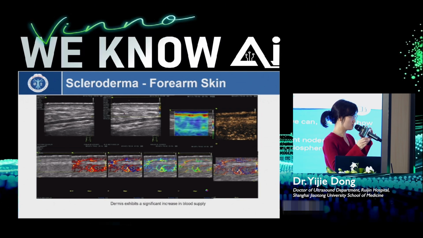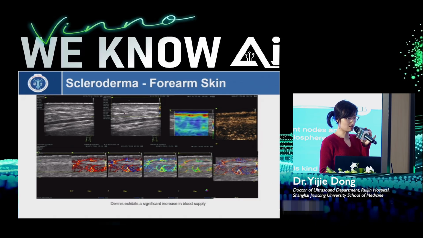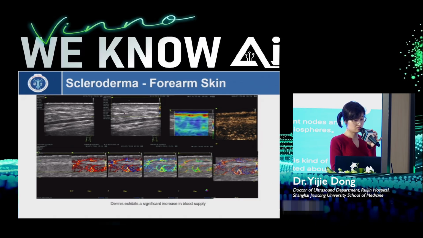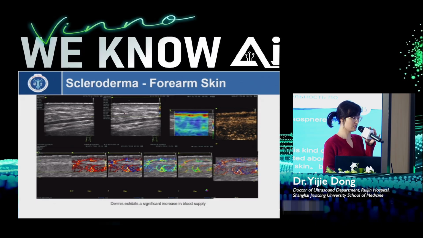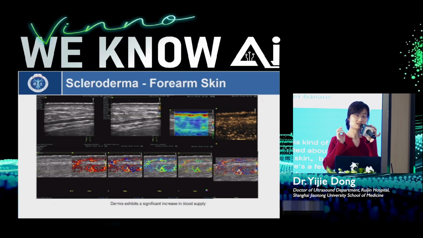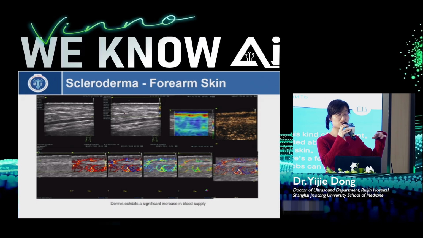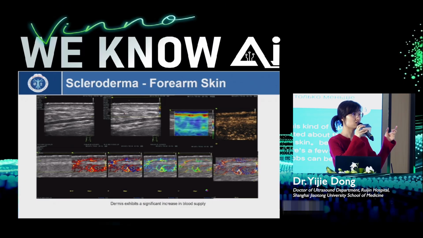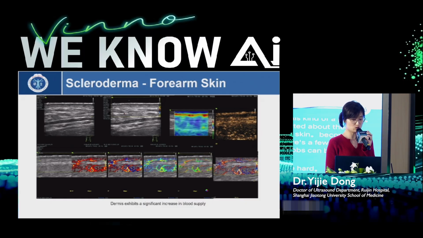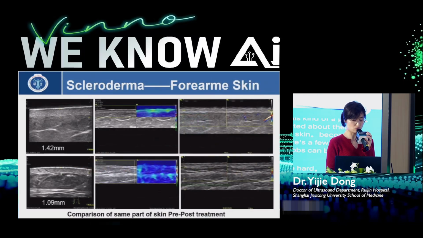These days we are trying some cases of scleroderma, and we find the dermis exhibits a significant increase in blood supply. In conventional ultrasound or color Doppler, we are unable to get this information. We can only see a few very small-diameter vessels in the dermis, but with this technology we can show it.